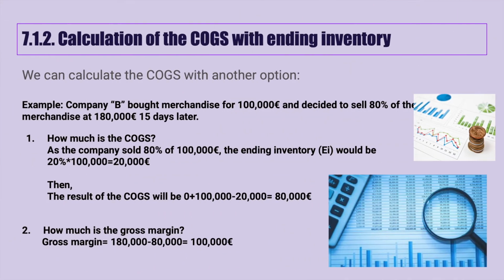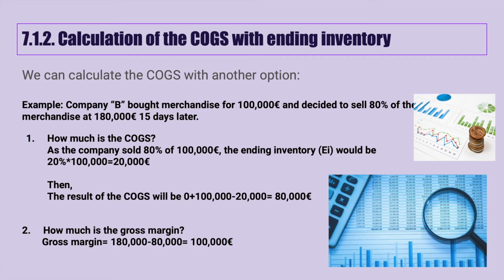So there is another option to calculate the cost of goods sold, as we can see in this example, that says Company B bought merchandise for 100,000 euros and decided to sell 80% of the merchandise at 180,000 euros 15 days later. And they ask us two questions. The first one says how much is the COGS, and the second one, how much is the gross margin.